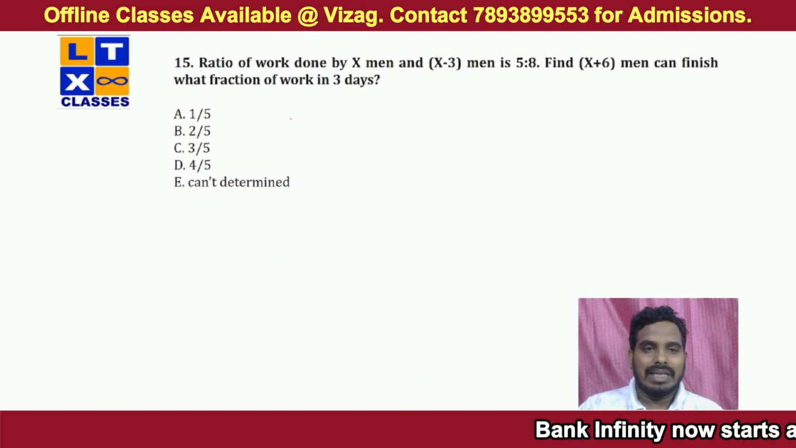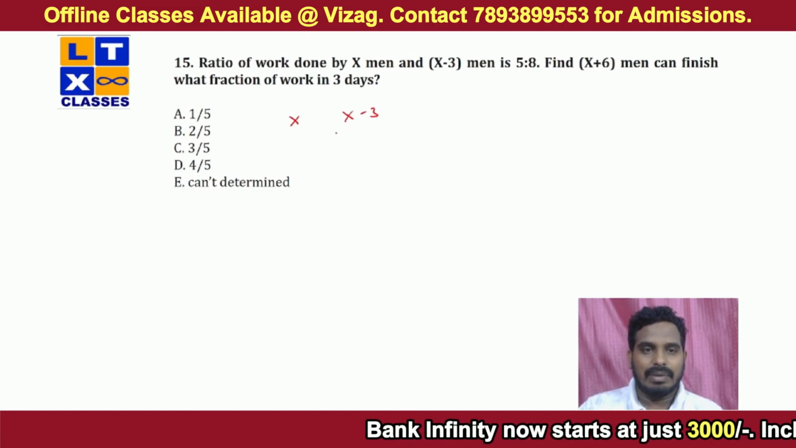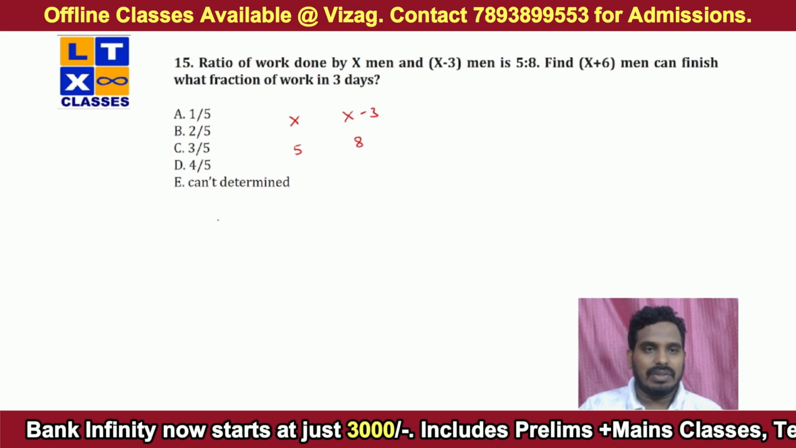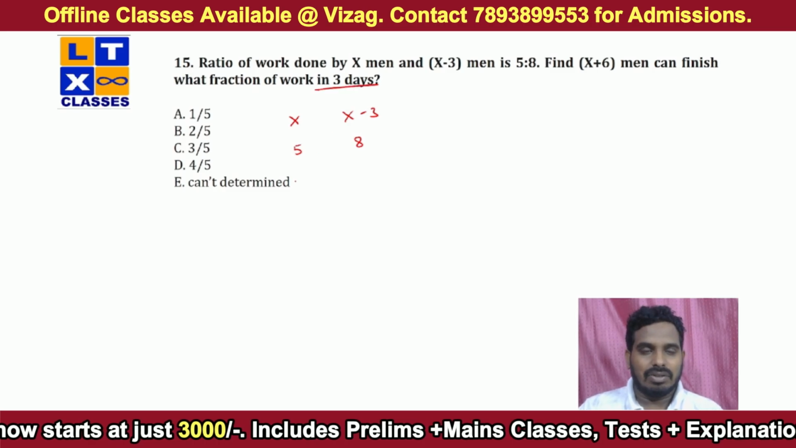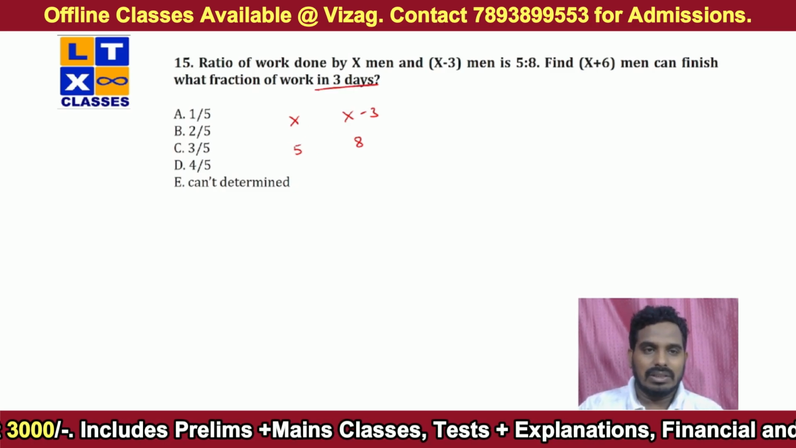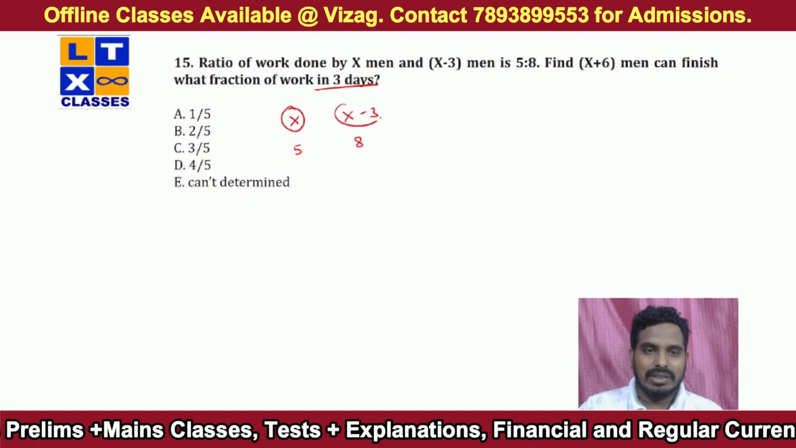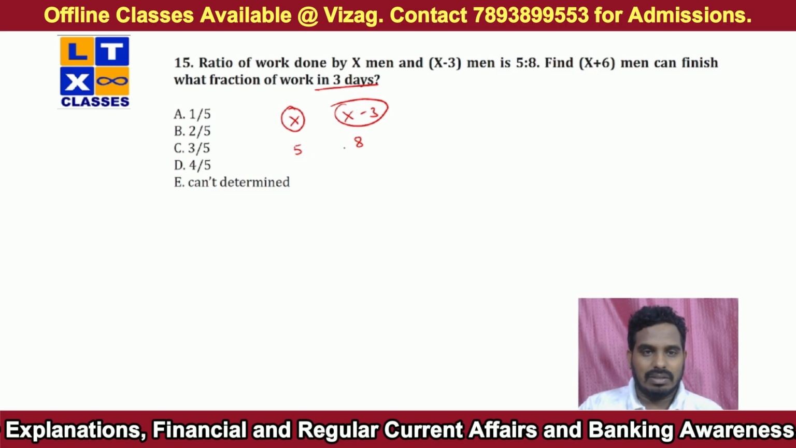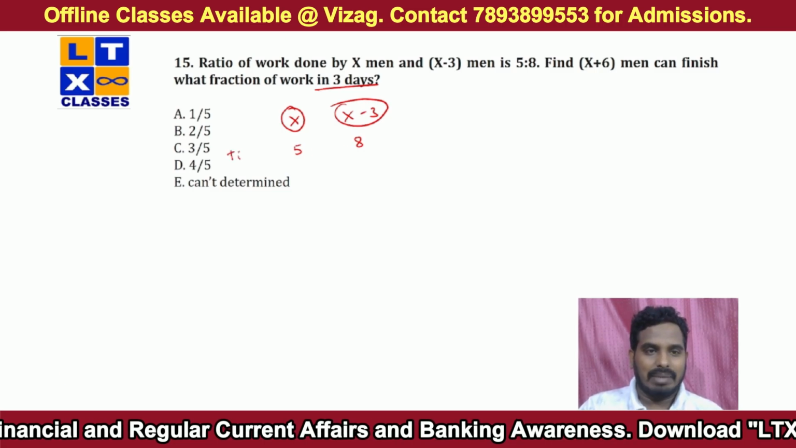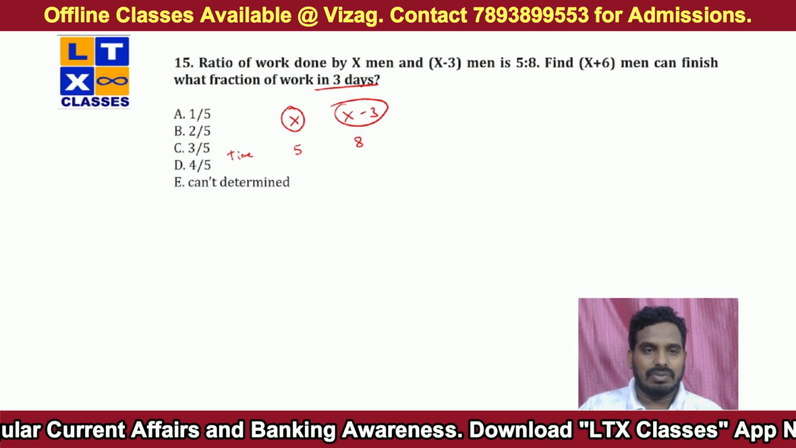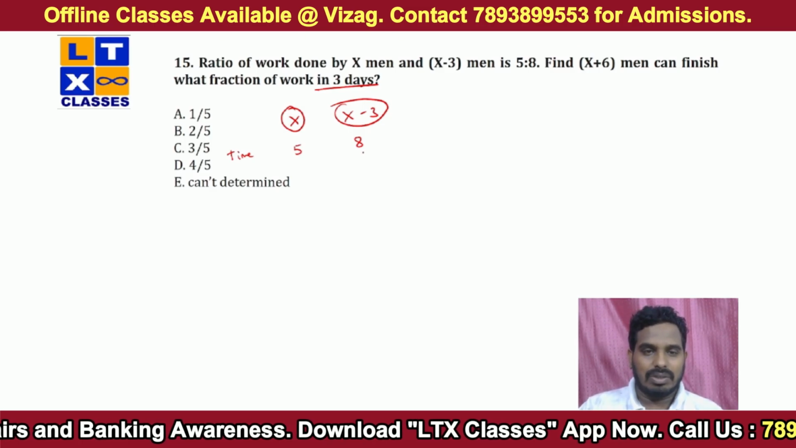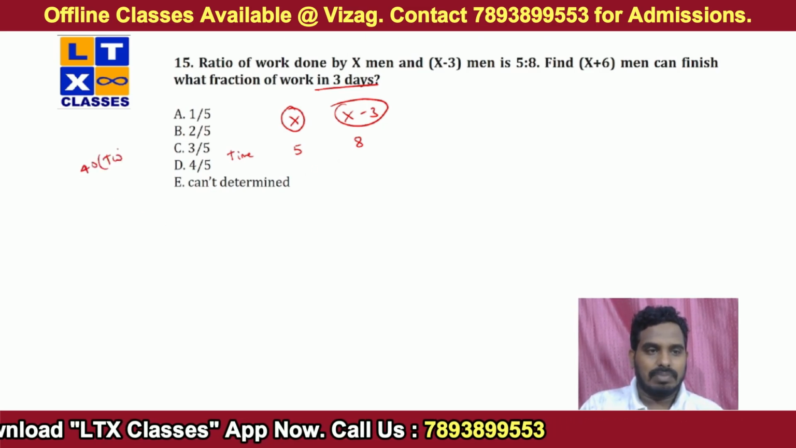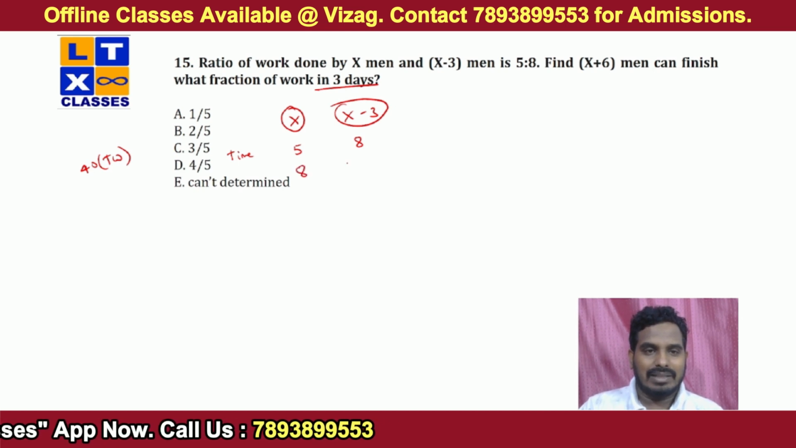The ratio of work done by X men and X minus 3 men is 5 to 8. Find what fraction of work X plus 6 men can finish in 3 days. Okay. Now, if this is work done, if my number of persons is getting reduced, definitely my work should decrease, right? Now, let us consider this as time. If X men can do a piece of work in 5 days, X minus 3 men can do it in 8 days, then the LCM would be 40, which is my total work. Now, 5 eights and 8 fives.